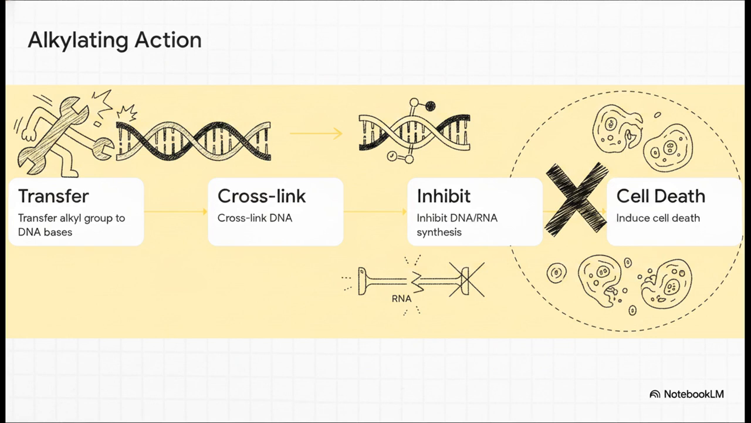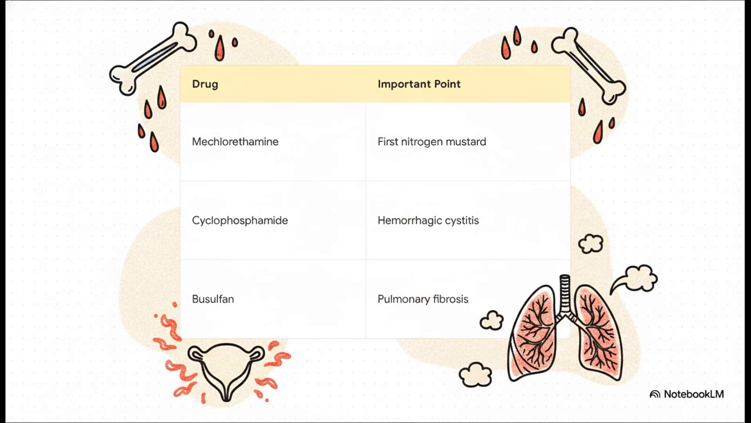And a really important point, these are cell cycle non-specific, meaning they can hit the cell at absolutely any phase, whether it's resting or actively dividing. Now, it's important to understand the distinct friendly fire or side effects each of these heavy hitters carries. Mechlorethamine is historically a big deal as the first clinically useful nitrogen mustard, but it's highly reactive and causes severe bone marrow suppression. Then we've got cyclophosphamide, which is super common for breast cancer and lymphomas.